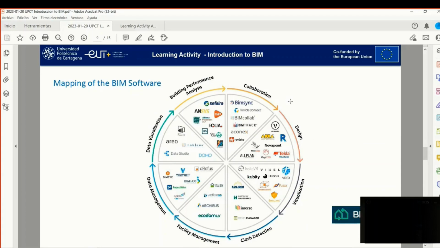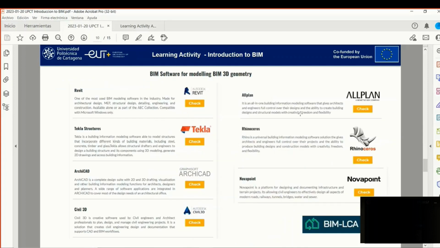We have a lot of software here. I'm going to finish soon, okay? But here you have some properties of some software that I propose, I recommend you for every task inside this methodology. For example, these are the most famous BIM modelers, okay? Revit, Tekla for structure, Archicad, Civil 3D, Allplan, Rhinoceros and Grasshopper, and NovaPoint, okay? All of them are modelers.